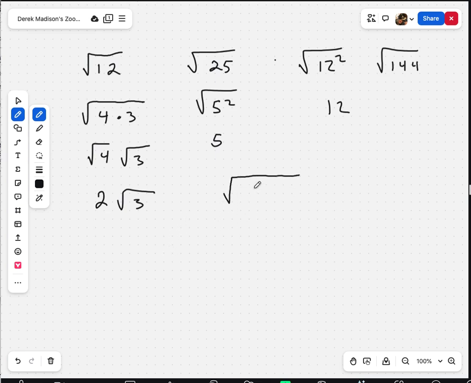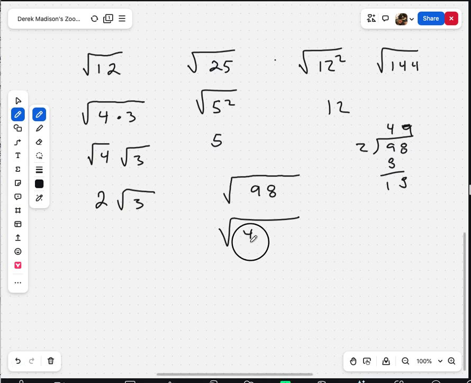what's a good one? 98. So looking at 98, it's an even number. So if I went 2 into 98, 2 goes into 9 four times, 8, 1, 8, 2 goes into that 9 times. And so 98 is, actually let me write that the other direction, 49 times 2. And so 49 is one of our perfect squares, and so we can think of that as the square root of 49 times the square root of 2. The square root of 49 would be 7, and root 2 would be left.